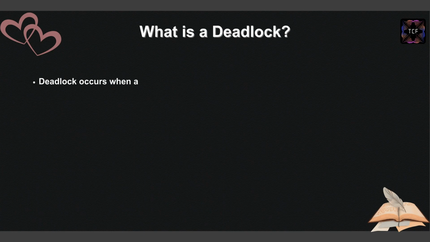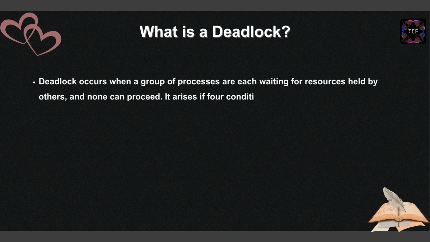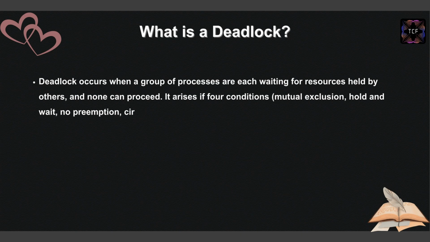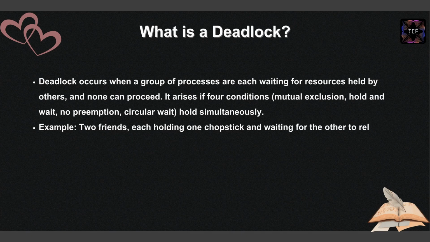What is a deadlock? Deadlock occurs when a group of processes are each waiting for resources held by others, and none can proceed. It arises if 4 conditions hold simultaneously: mutual exclusion, hold and wait, no preemption, and circular wait. Example: 2 friends each holding one chopstick and waiting for the other to release theirs to eat.